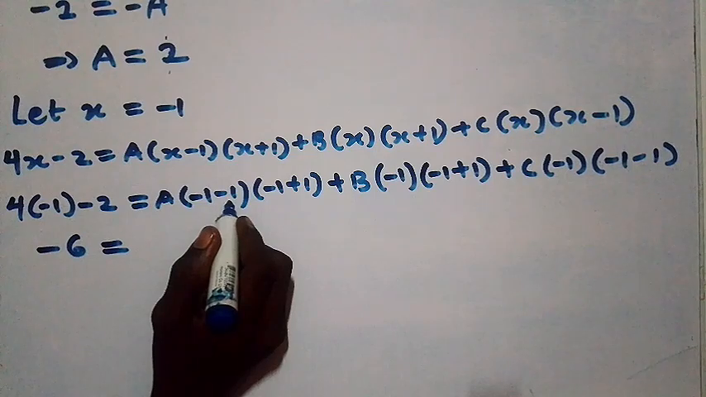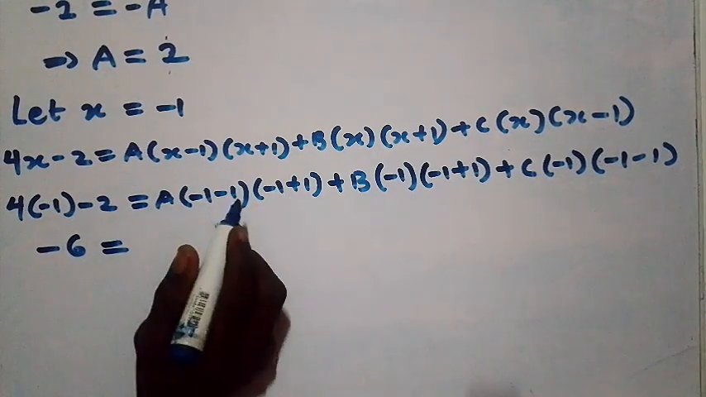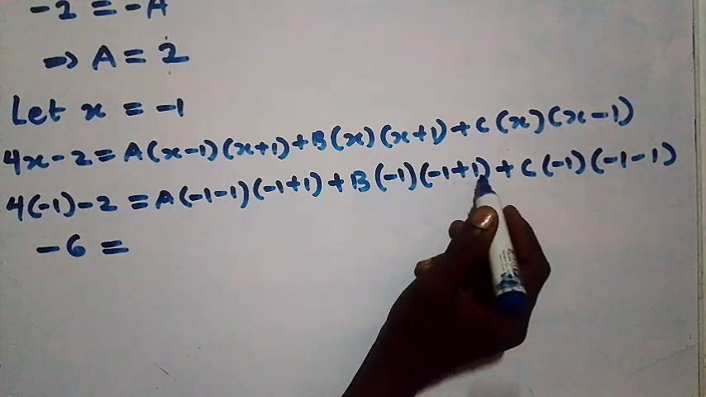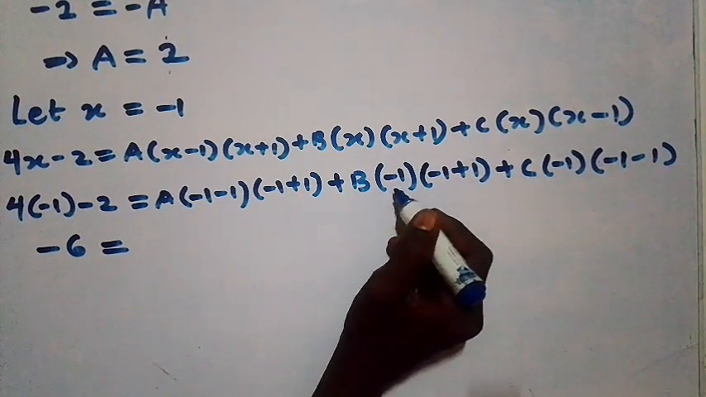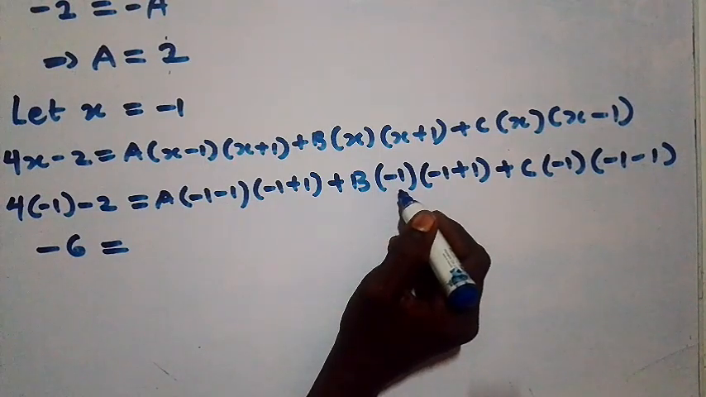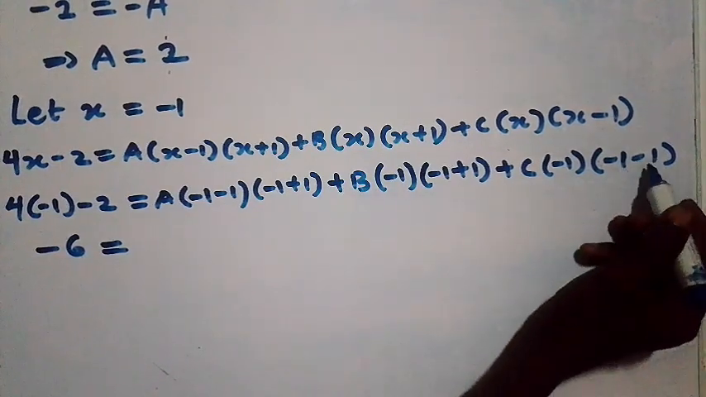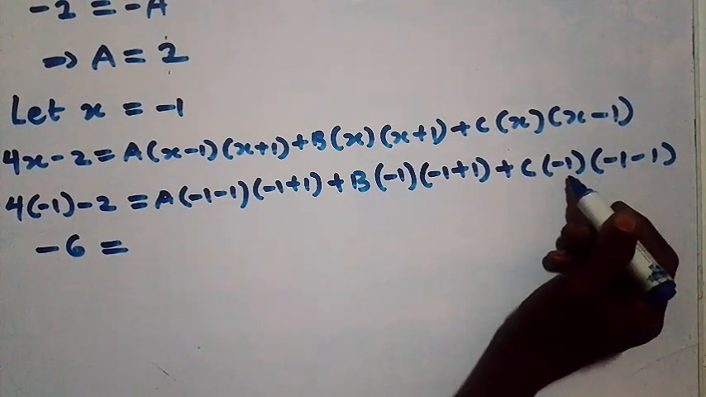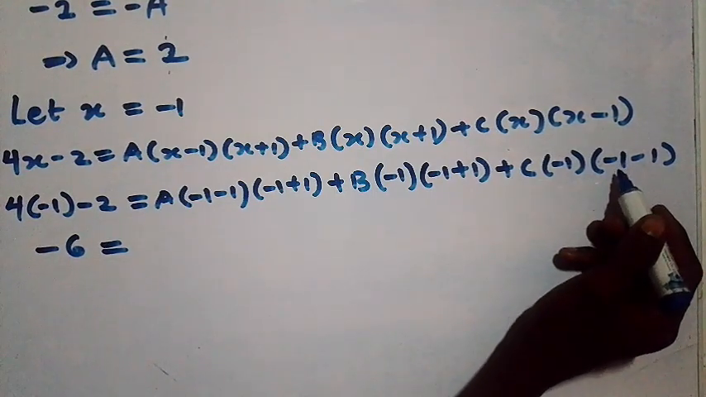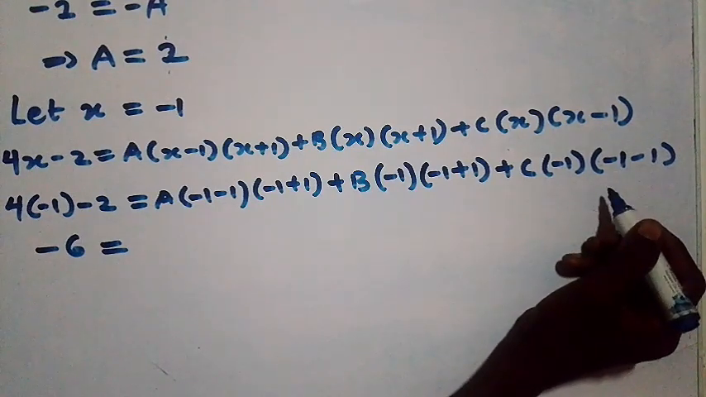Minus 1 minus 1, that's minus 2. Minus 2 multiplied by 0 is 0. 0 times A is 0. Minus 1 plus 1 here, that's 0. 0 multiplied by minus 1 minus 1, 0 multiplied by minus 1 is 0. 0 times B is 0. Minus 1 minus 1, that is minus 2. Minus times minus is plus. 1 times 2 is 2.